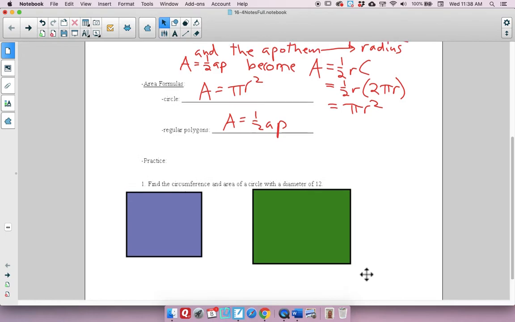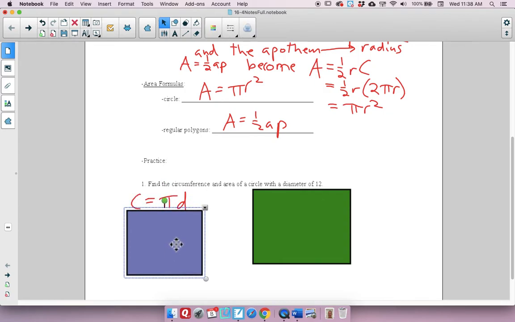All right, now we're going to do a bunch of practice problems. And again, I really want you to try these on your own. So pause the video and then watch me kind of go through it. All right, so pause and try the first one. Okay, find the circumference and area of a circle with a diameter of 12. Okay, so we know the diameter is 12. Think about what formula you're going to want to use to get the circumference. And obviously, if we have the diameter, we're going to want to use pi times d.